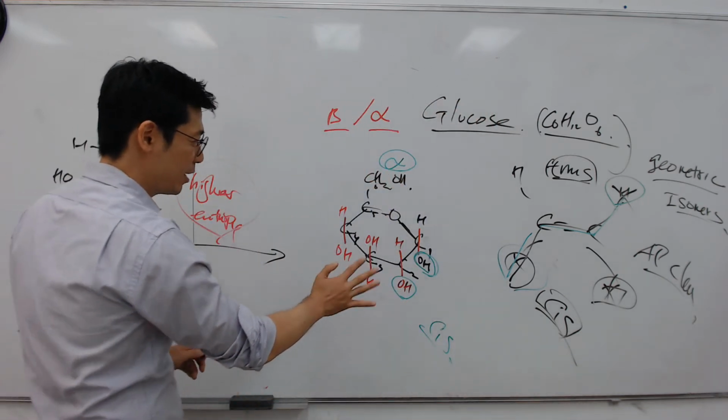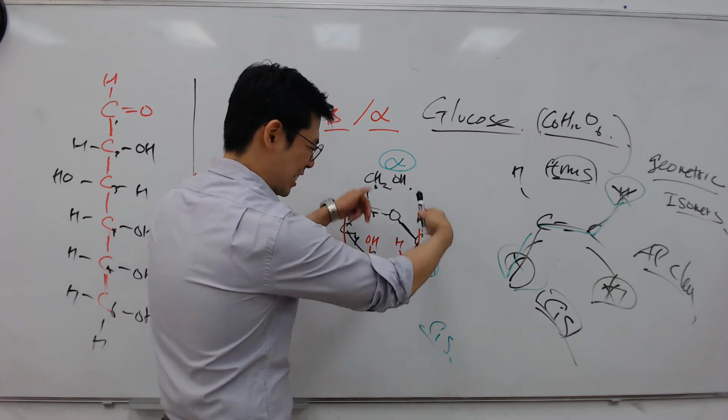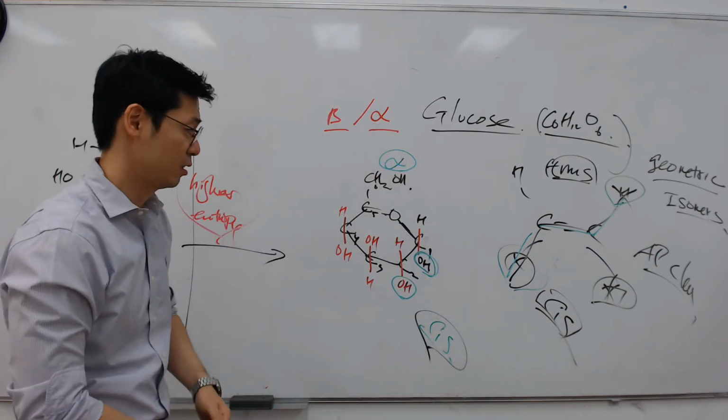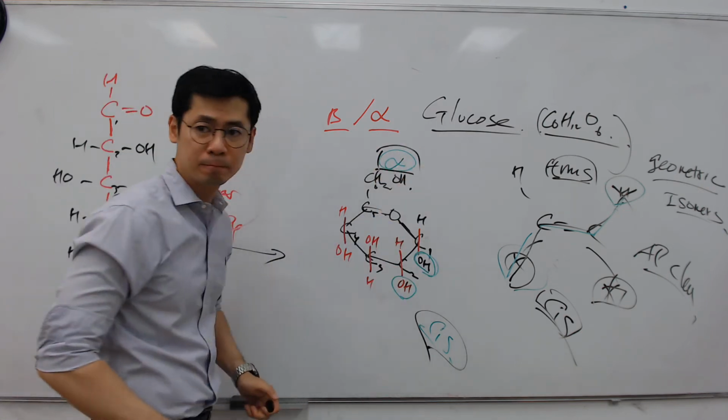So if you look at it right here, okay? The OH group on the C1 and C2, they're facing the same side. Okay? That's why I'm calling it cis. Do you know what I'm saying, guys? Okay? And if it's a cis, it's alpha glucose.